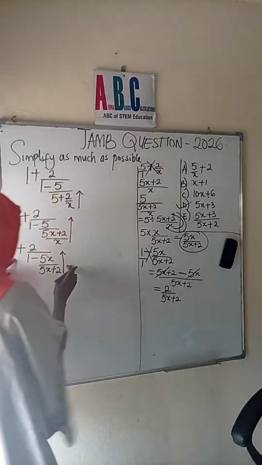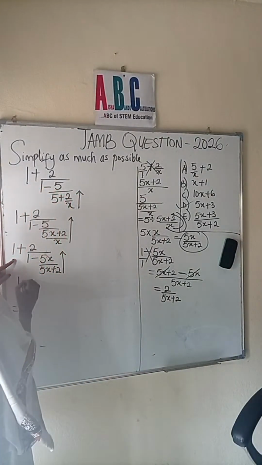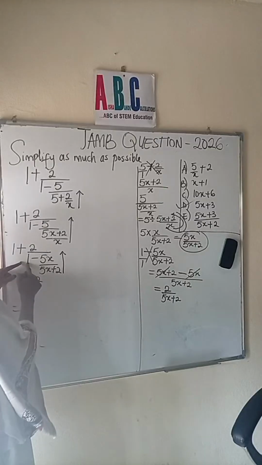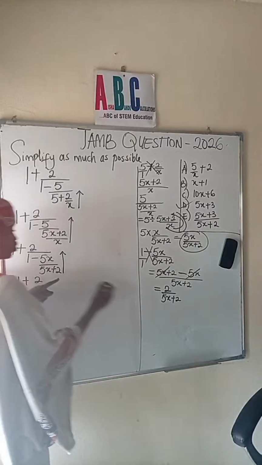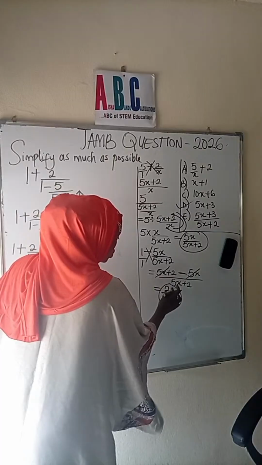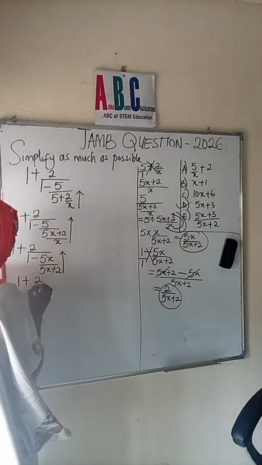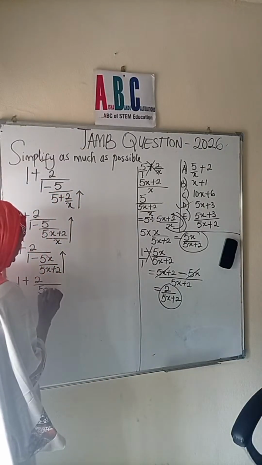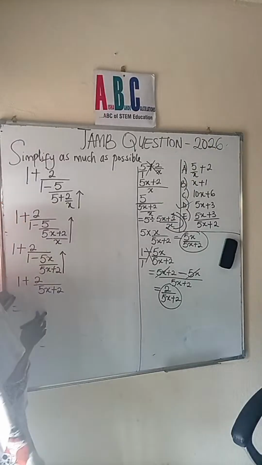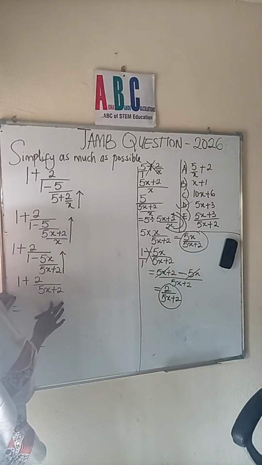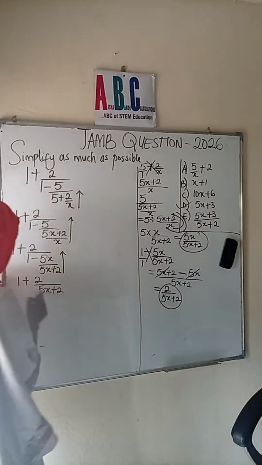So we come back to the question again. This now becomes 1 plus 2. 1 minus 5x over 5x plus 2 has been simplified to become what? 2 over 5x plus 2. So this now becomes 2 over what? 5x plus 2. Now we're going to simplify this. What do we do here?